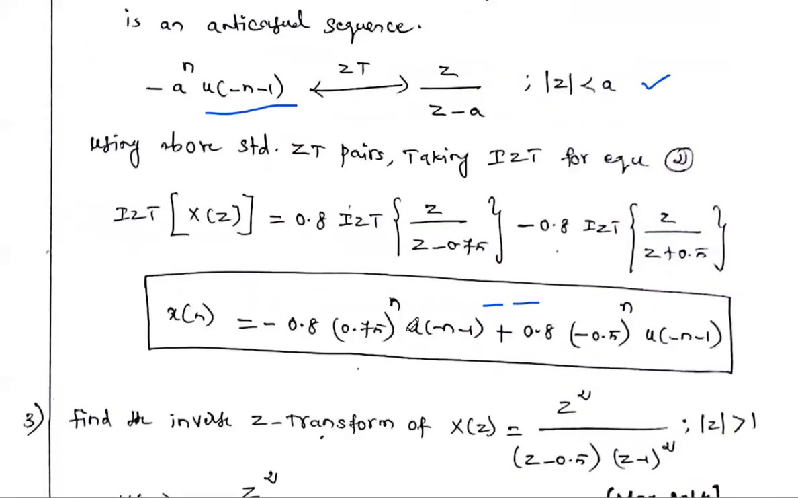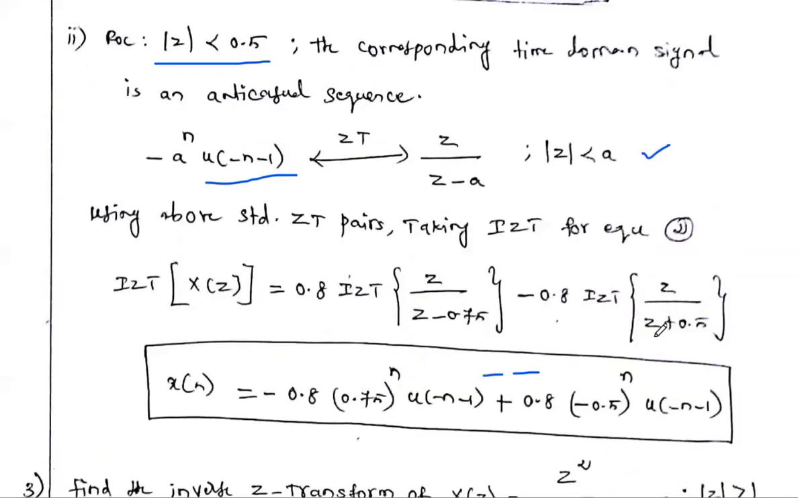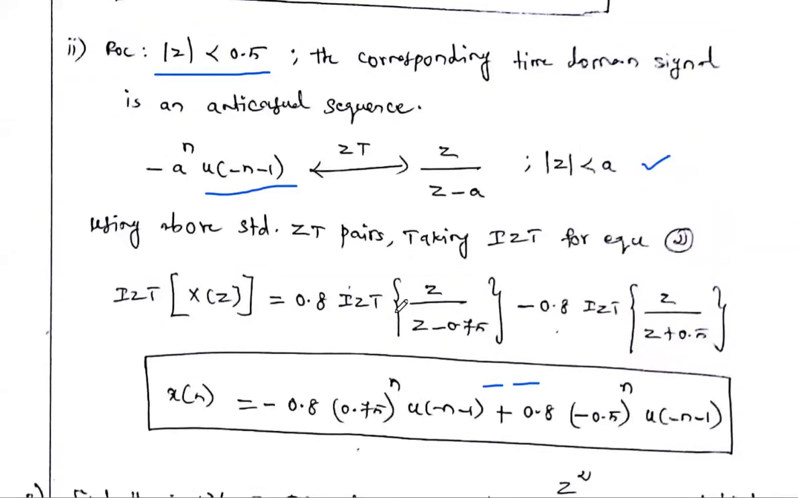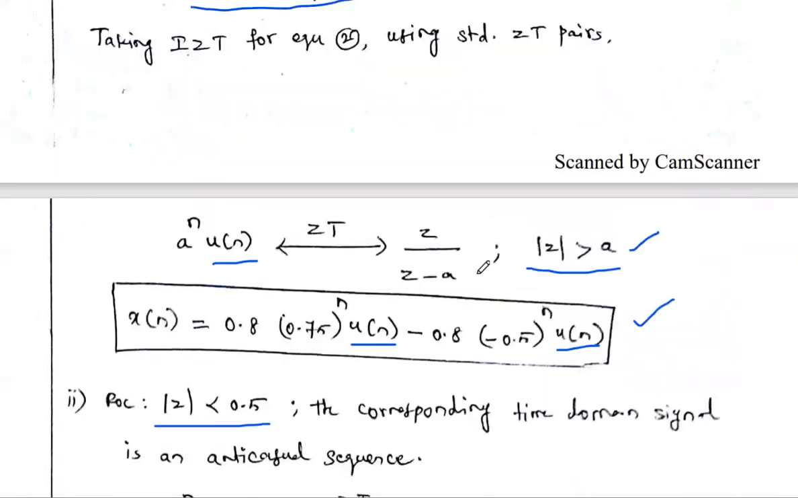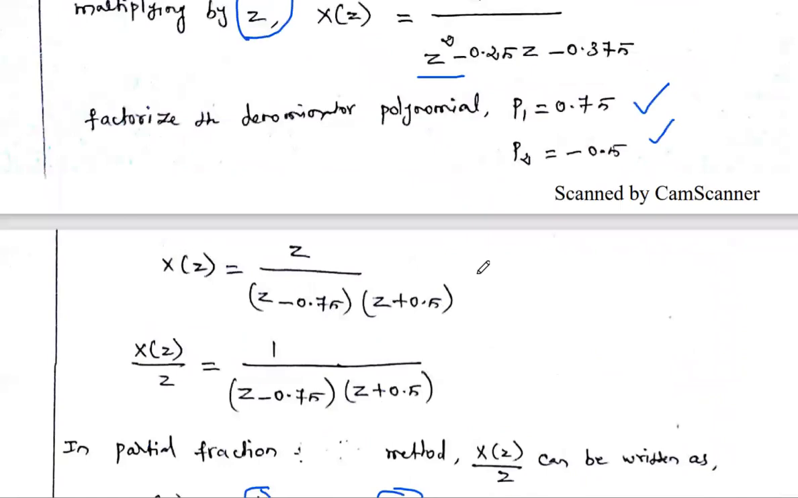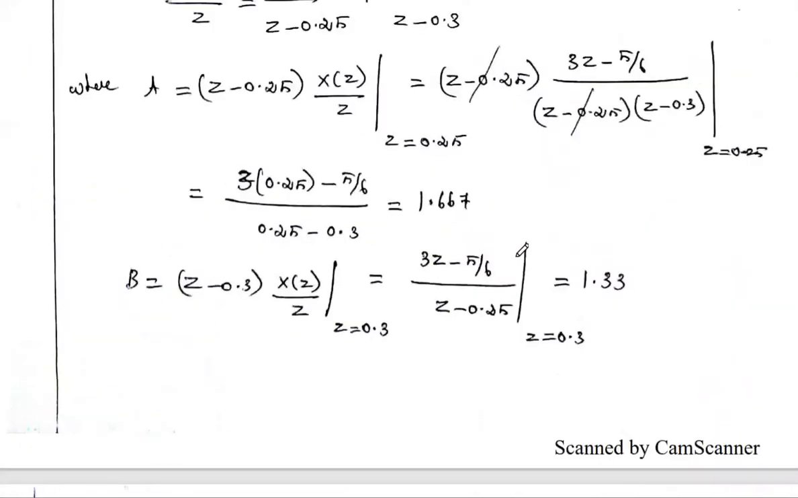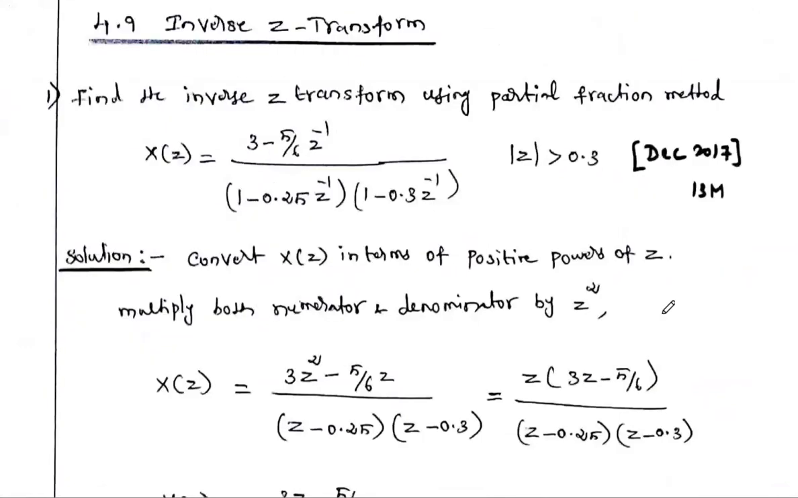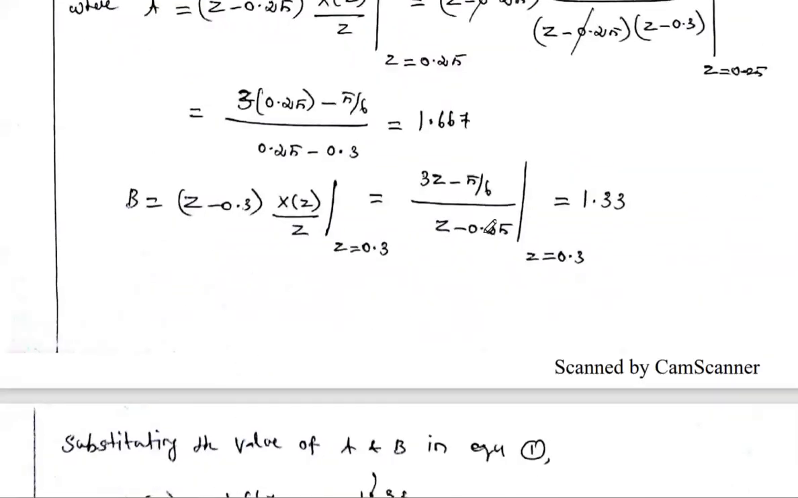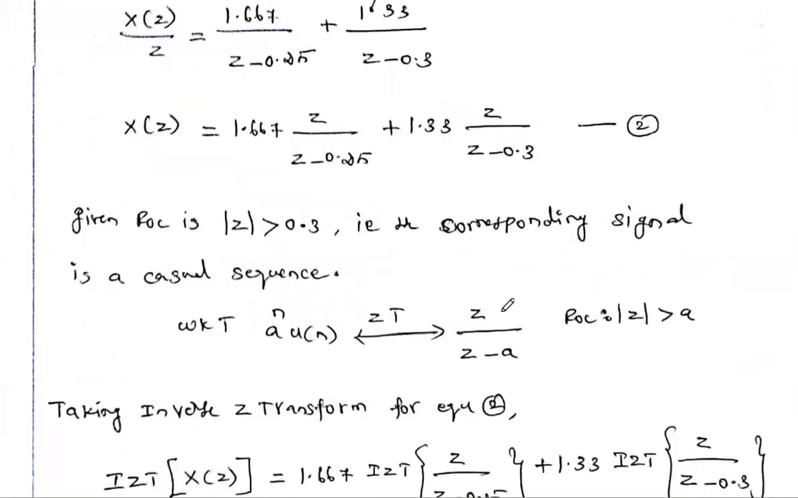Here you see both the signals are anti-causal signals. For such signals only, the ROC condition is the interior part of some radius, modulus of Z less than 0.5. So we get the two answers. This is one type of Z transform problem. In the previous video we solved the December 2017 problem. In that, only one condition was given, modulus of Z greater than 0.3. If modulus of Z greater than some value is given, we use only the a power n u of n formula.